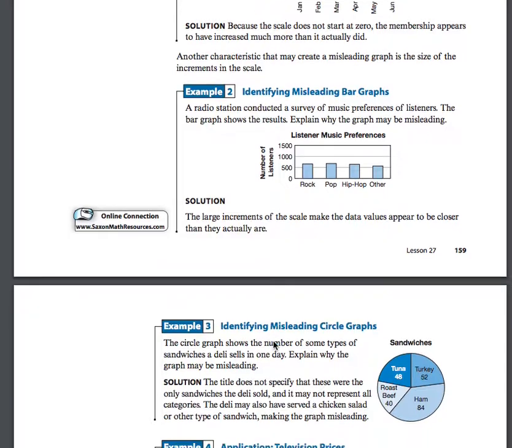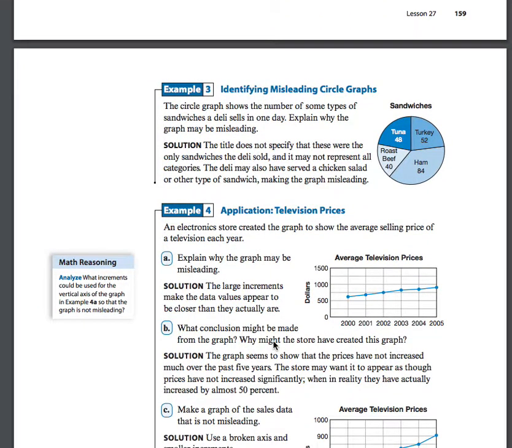Example number 3, things that are misleading in a circle graph. The circle graph shows the number of some types of sandwiches a deli sells in one day. Explain why the graph may be misleading. So in this category, you've got a deli selling tuna sandwiches, turkey sandwiches, roast beef sandwiches, and ham sandwiches. Now, the title says sandwiches.